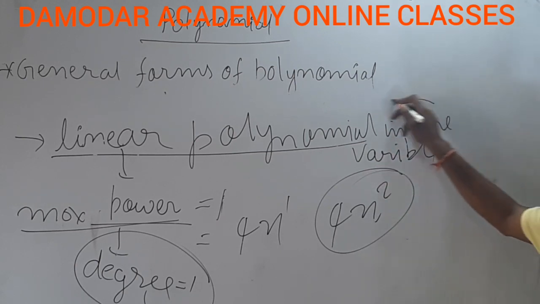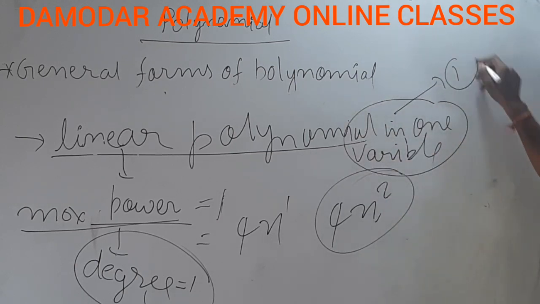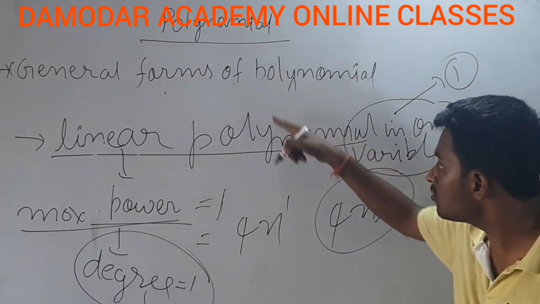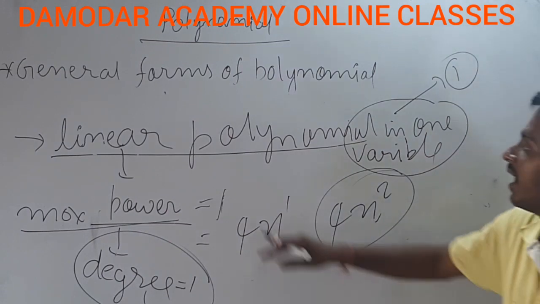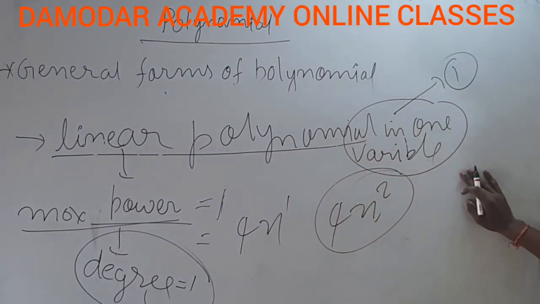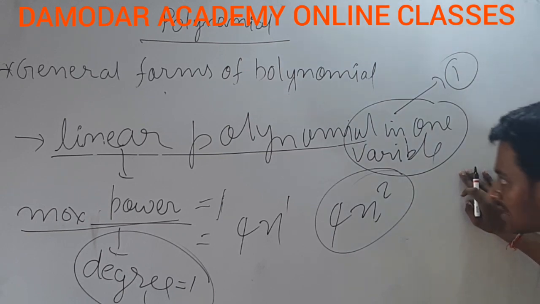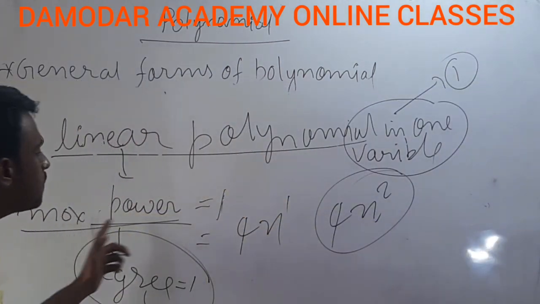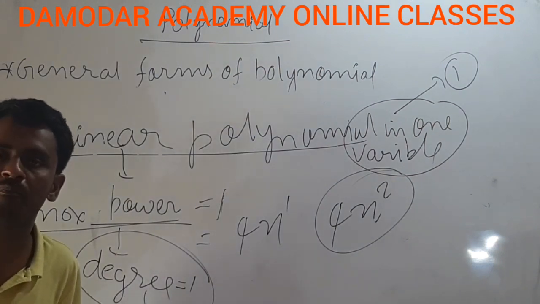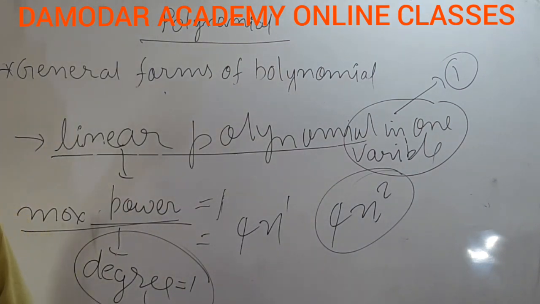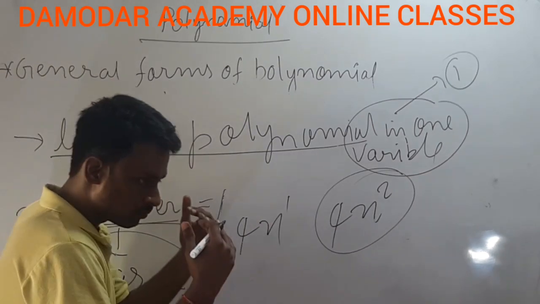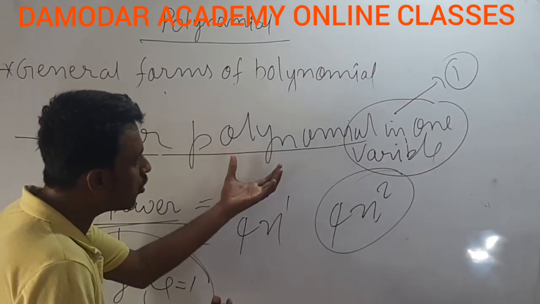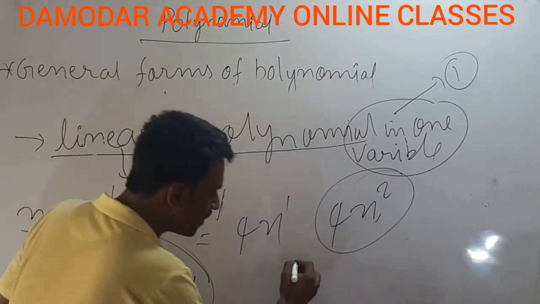अब क्या बोला, सिंगल इन वन वेरिएबल, the number of variable is also 1. So what is the general forms of a polynomial? Which type of polynomial it is? It is the linear polynomial in one variable. And we know that for linear polynomial the maximum power is 1. And maximum power is nothing but the degree of that polynomial. That means the general forms of a linear polynomial in one variable, what we can write?